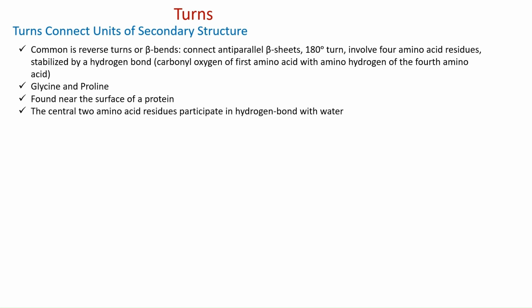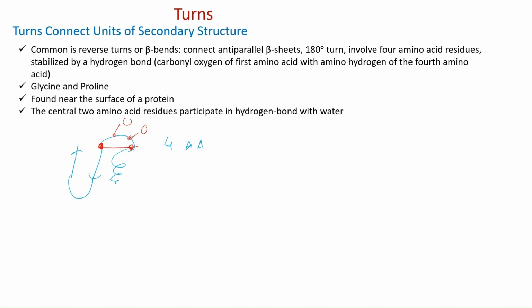Let's come to the turns. Turns means when a beta sheet is present or a helix is present, the two structures are connected with the help of turns. The turn consists of 4 amino acid residues. There is a hydrogen bond between the first and the fourth amino acid residue. The second and third amino acid residues are involved in hydrogen bond formation with water molecules. Turns are the connecting links between two secondary structures, either two beta sheets or two alpha helices or beta sheets with alpha helix. So this is the connecting link.